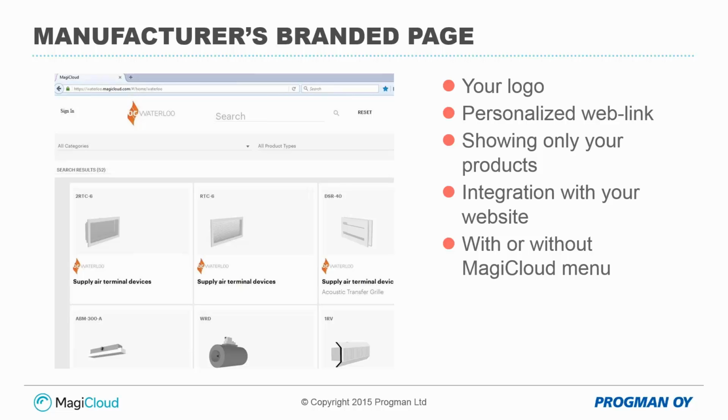This can be embedded and integrated into your website to provide better information about your products right where your customers are. And actually we have two different versions, so this can come as it is in this screenshot without the MagiCloud menu, but we also have it with the MagiCloud menu, where extra information or generic information about the website is available.